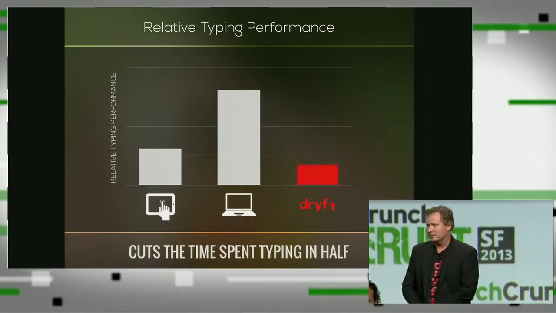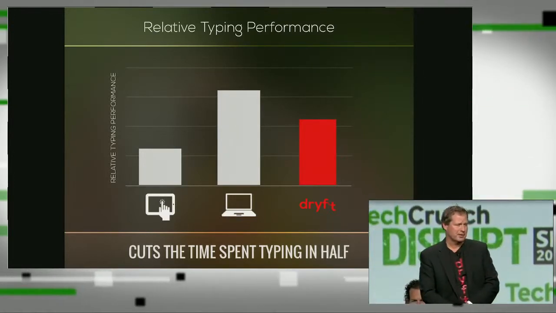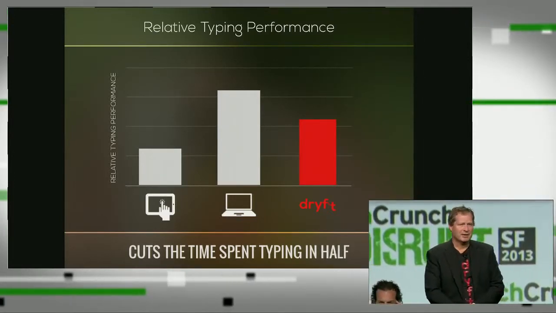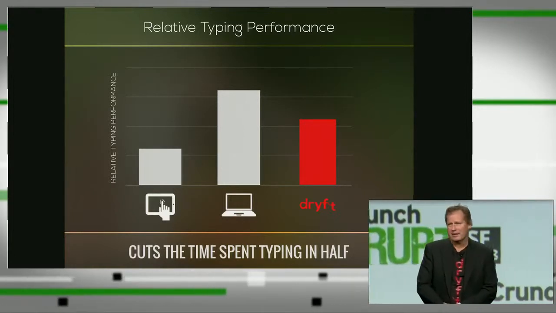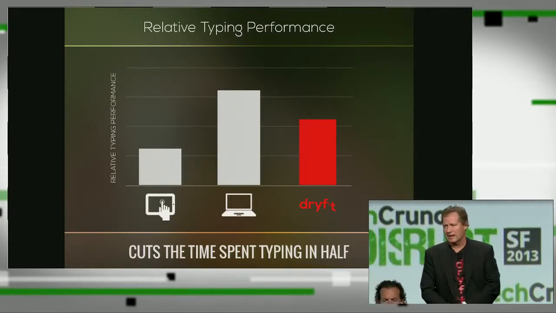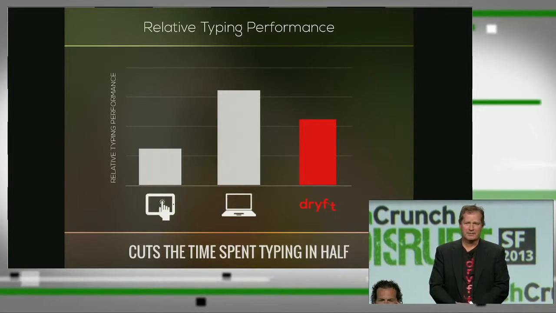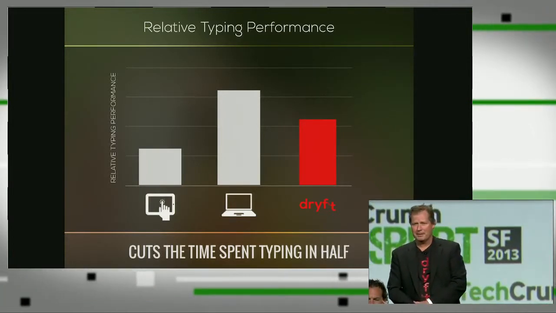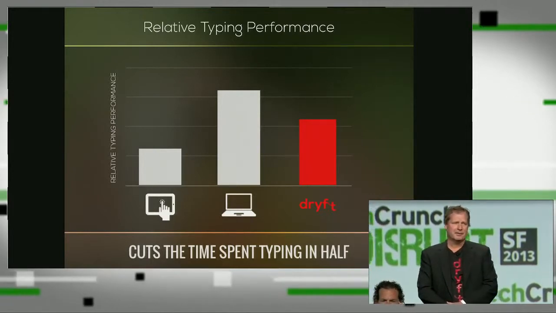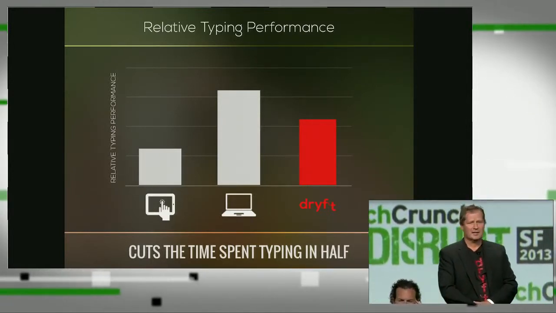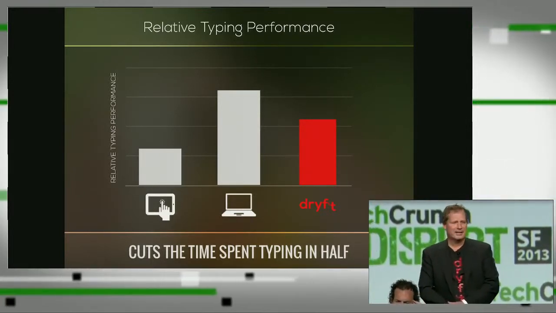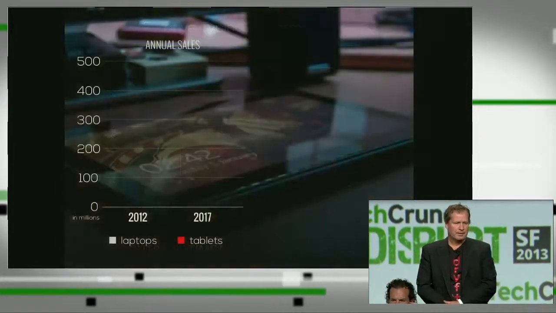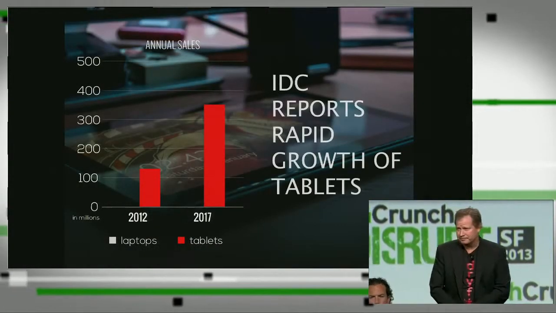We often get asked, what is the relative performance of Dryft to today's tablet keyboard? Today, we're thinking about 2x the performance, and it's still very early. We're still in its infancy. We're fine-tuning the algorithms. We think we can substantially pick that up. But that's still very disruptive, allowing you to do twice the level of productivity that you're experiencing on today's tablet keyboard. So why is this disruptive?